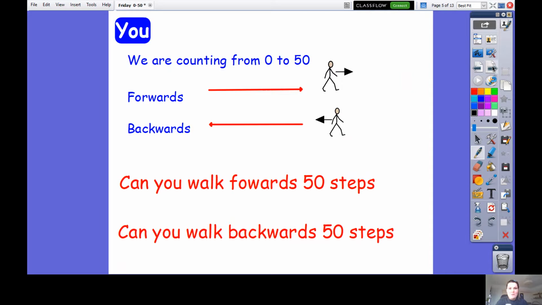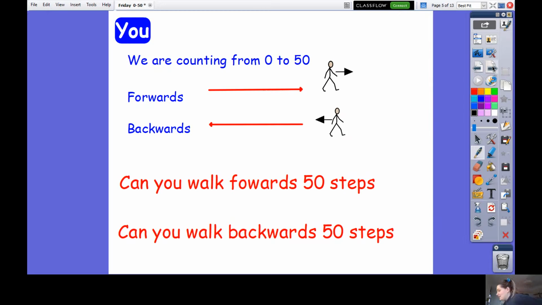21, 22, 23, 24, 25, 26, 27, 28, 29, 30. Oh, keep going. 31, 32, 33, 34, 35, 36, 37, 38, 39, 40. Well done. 41, 42, 43, 44, 45, 46, 47, 48, 49, 50. Whew. Hands stop. Did you go forwards for 50? Well done. Okay, now this one, you're going to need to make sure that you're looking where you're going.